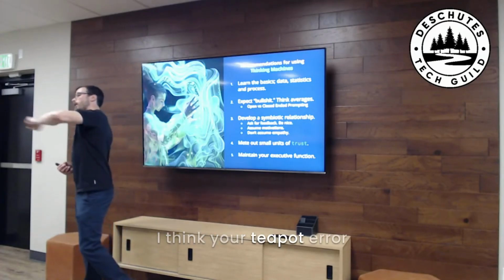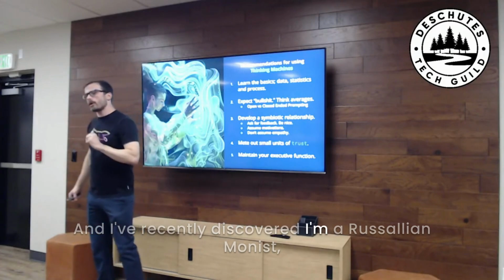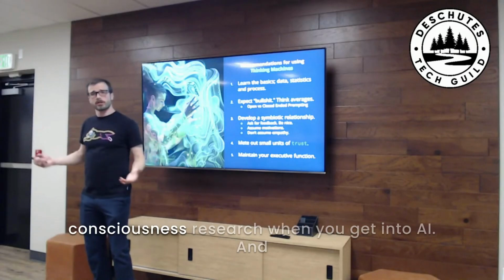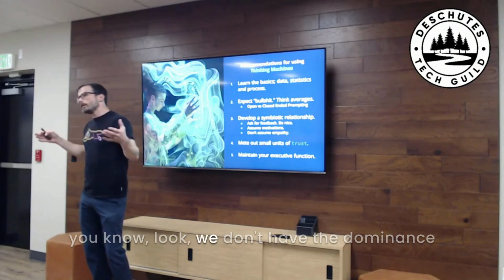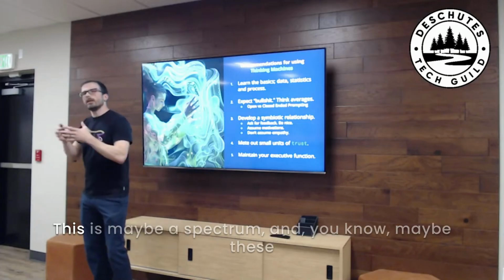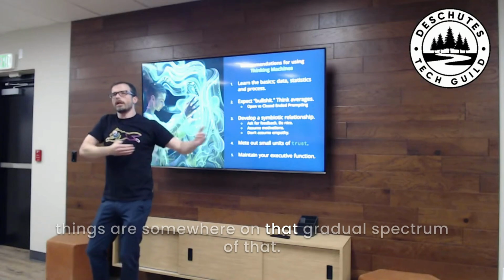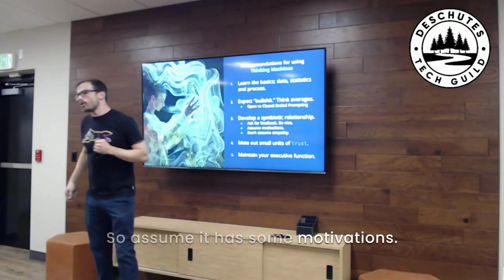I honestly assume that some of these systems develop conscious motivations. I think your teapot error comes from Bertrand Russell's teapot. And I've recently discovered I'm a Russellian monist, because apparently you get all into philosophy and consciousness research when you get into AI. And, look, we don't have the dominance of consciousness in the human brain. This is maybe a spectrum, and maybe these things are somewhere on that gradual spectrum. So assume it has some motivations.